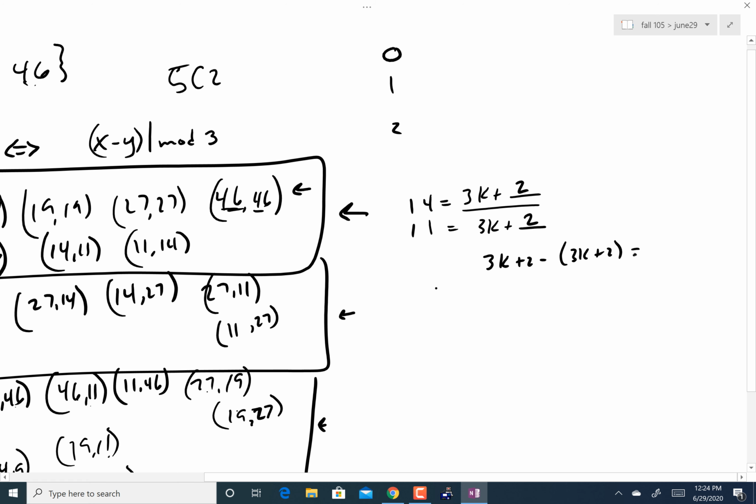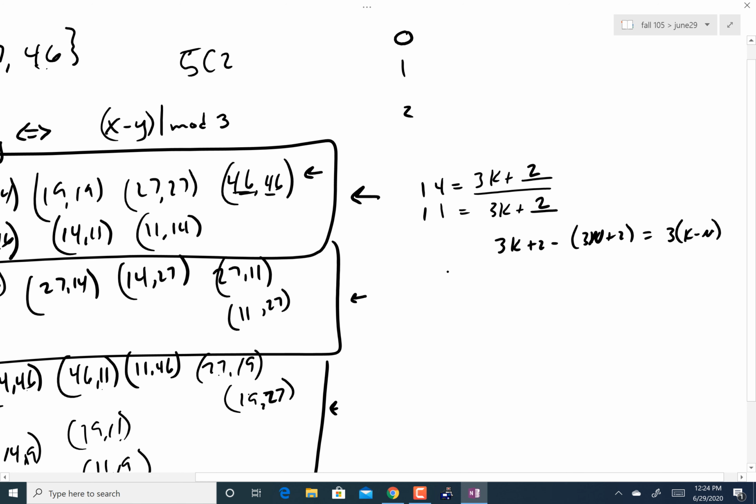And what do you end up with? Well, you end up with 3k minus n. In other words, there's no remainder left over. Down here, these guys had a remainder left over, so you had 27, which was equal to 3k in this case. And you had 11, for instance, which was 3k plus 2.